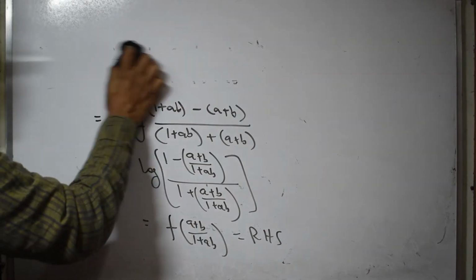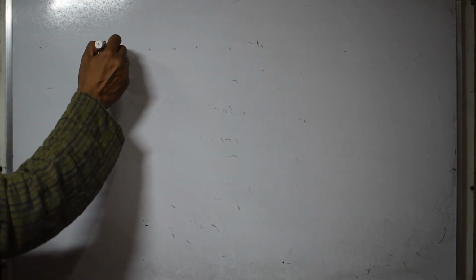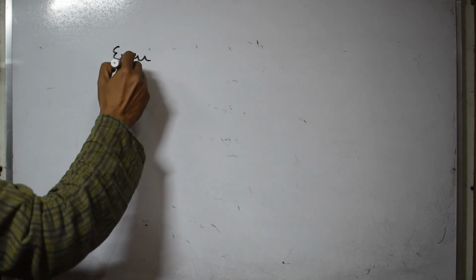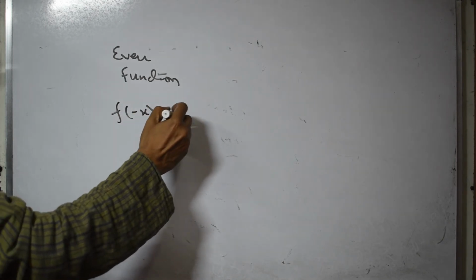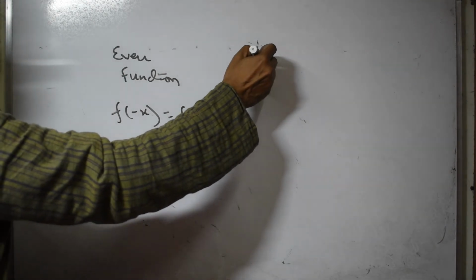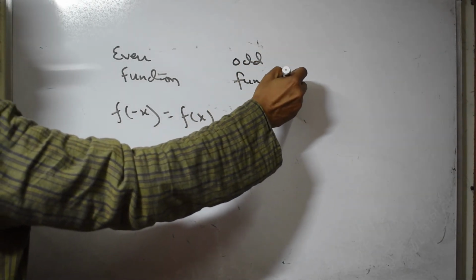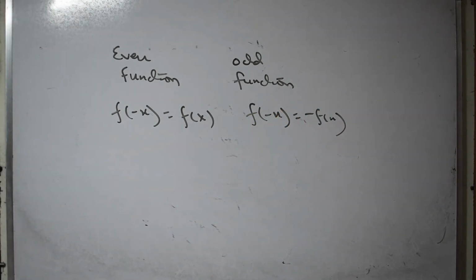Now another concept of function is even function and odd function, which is very simple. Even functions are those functions where f of minus x will always be f of x, no change. And odd functions are those where f of minus x will be minus of f of x. That means we have two types of function. One is if you change the sign of x to minus x, it will remain as it is. And another one is if you change the sign of x to minus x, it will become minus f of x.